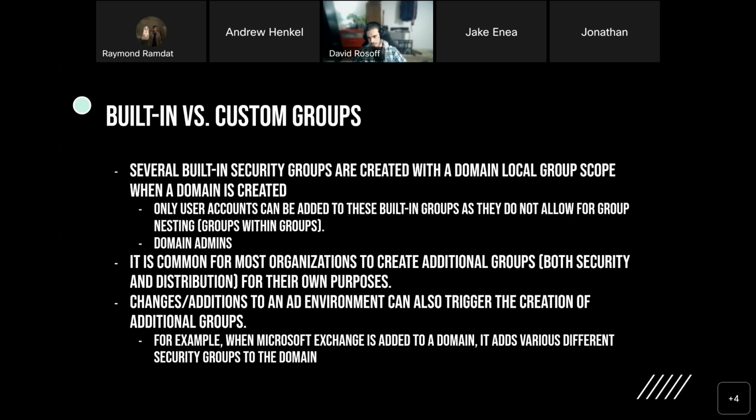But like I was saying, it's also common for organizations to create their own additional groups. And on top of that, certain changes you make to your Active Directory environment are going to trigger the creation of even more groups. The example I have here is when you add Microsoft Exchange to a domain, it's going to add various security groups that are responsible for managing the mail service that Exchange provides.